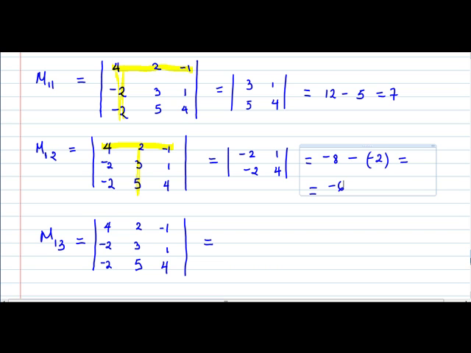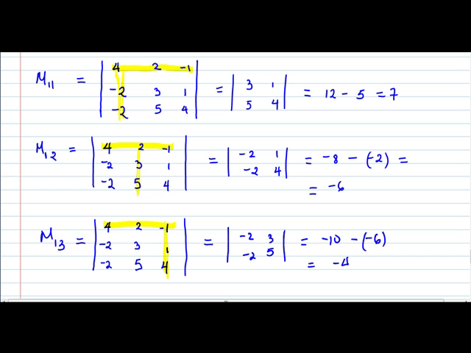The last one means I'm deleting the first row and this column. And whatever is left over, we copy it out. So I have -2, 3, 5. And the determinant of this would be -10, because -2 times 5, then take the product of 3 times -2 is -6. So I have -4. Okay, yes, this will become a plus.